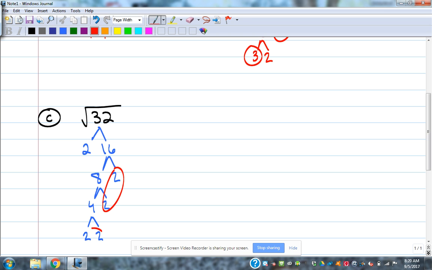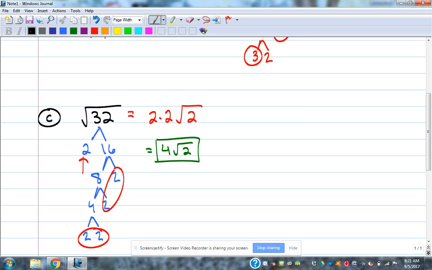There's a pair of 2s. There's a pair of 2s. Here's a 2 that's left out. So I have 2 pairs of 2s. So that's 2 2s on the outside. And then this 1 2 that I've got an arrow pointing to there, that's the 2 that's left on the inside. So that ends up being 4 square root of 2 in its simplified form. Okay. So it's got to have a pair to come outside. If it doesn't have a pair, it stays on the inside.